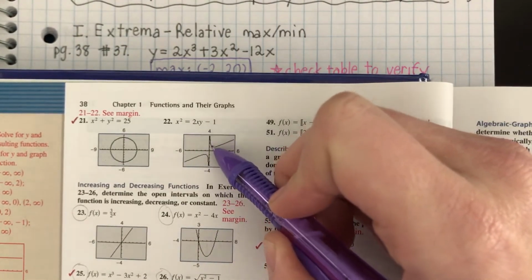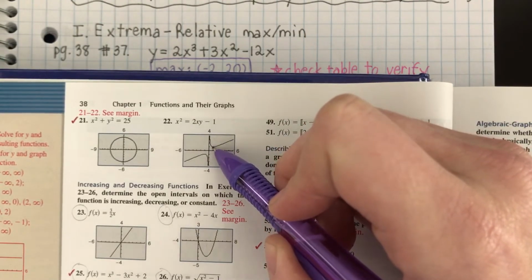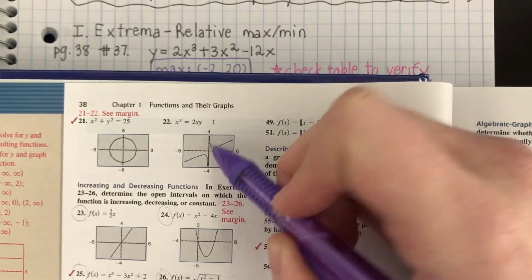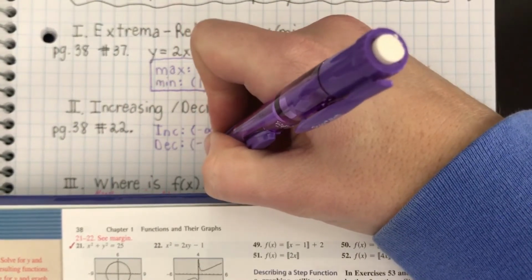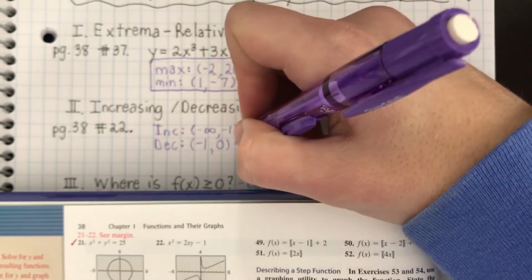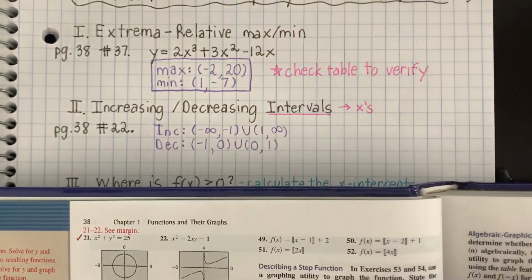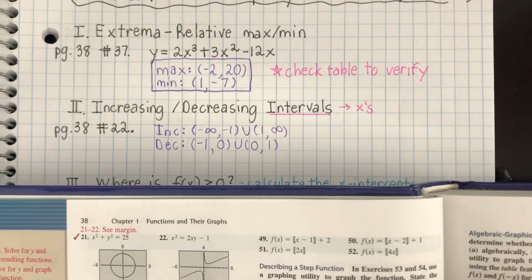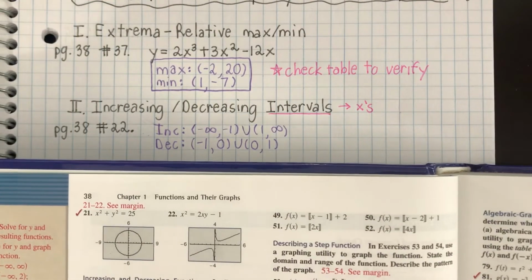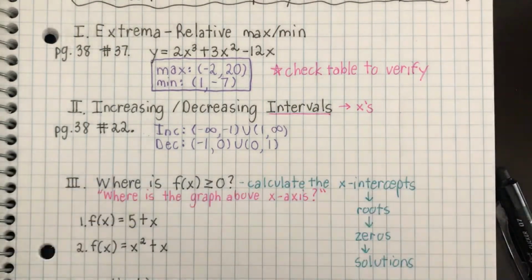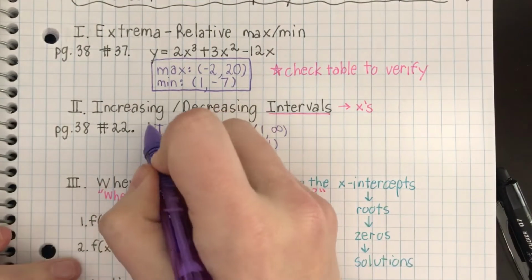Okay, and then it picks up again on this part of the graph, and again from 0 to positive 1, I am also decreasing. So that would look like from negative 1 to 0, union with 0 to 1. Those are my decreasing intervals, and you can still see the graph here in the picture. Okay. And we've talked about increasing and decreasing in previous lessons, so if you need to refer back to that, please do.